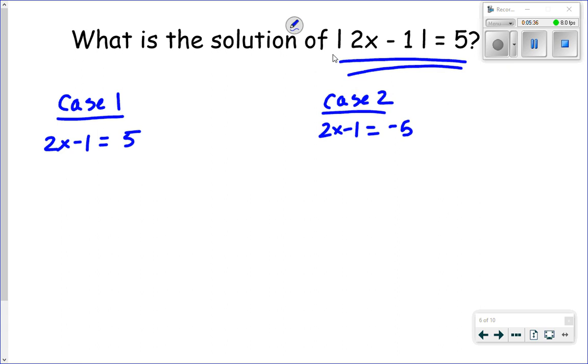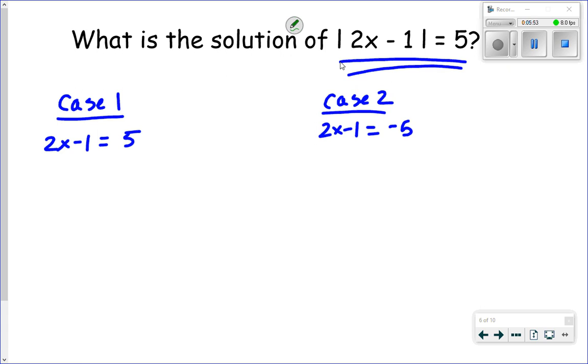And you'll notice how in the two cases I took the absolute value bars away. That's because you really can't solve with the absolute value bars there. So we have to take them away for a minute to be able to solve for x. Okay, and then the next step just says to solve the two cases. So I'm going to start with case 1.